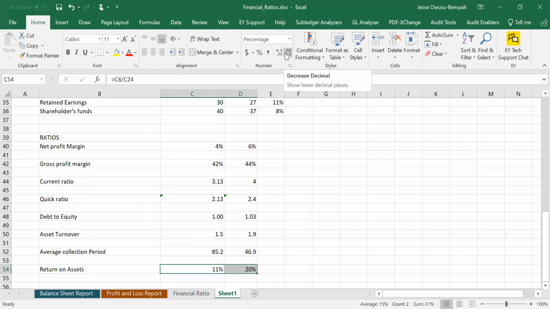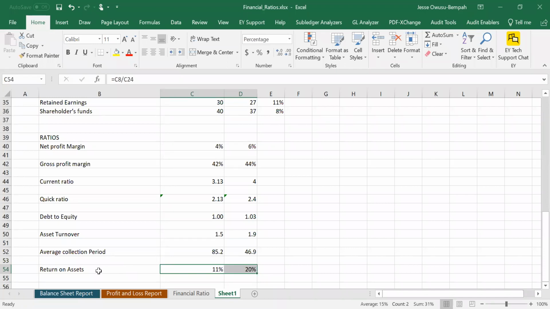Now, this return on assets, you see that it has declined. Now, what does this mean? That's what I was saying: always look at the ratios. They work hand in hand.